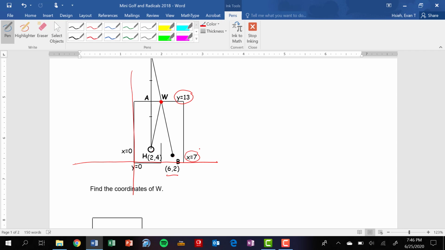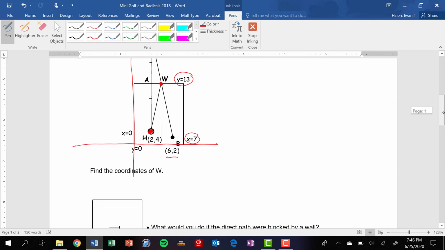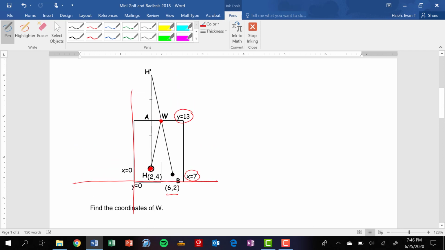And so I'm just going to do the same thing we just did in the previous problems up above. I'm going to take the hole and reflect it over the one single wall that we wanted to hit, which was reflected over to here. I can find this point of reflection simply because I know that the line it reflects over is the line y equals 13. So the x value is going to be 2, and then I believe it's 22 to get to there.